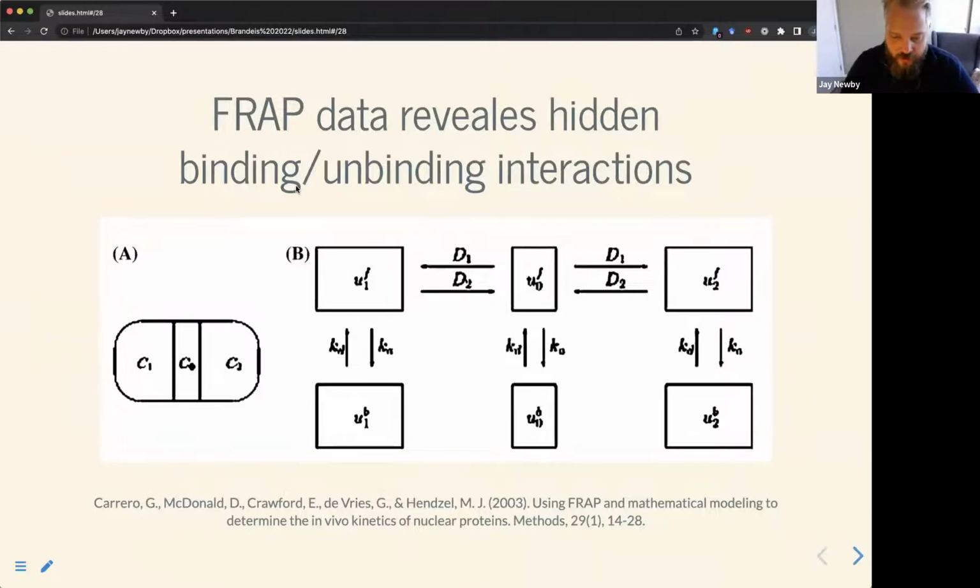So this paper, which I really love, is Gerda's paper from 2003, where they were modeling an experiment and then doing data analysis with that model in what I think is an exciting way. I like doing this stuff. And so they were looking at context for FRAP, right? I mentioned this before.